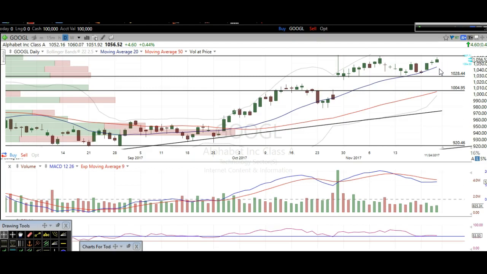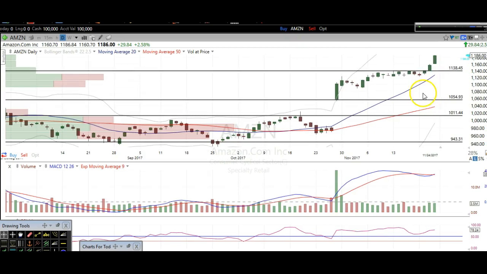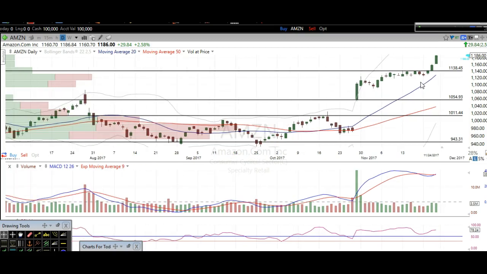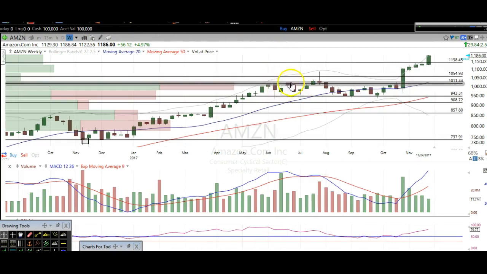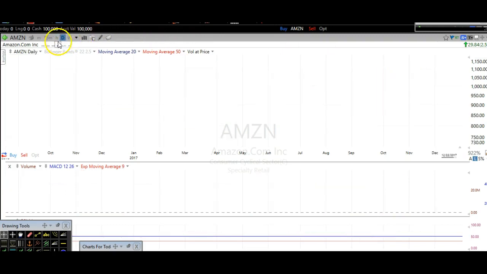The next one we're going to take a look at is Amazon. So Amazon, just beautiful action. Let's look at the weekly chart really quick. We traded sideways here for a good while. That was about, what, 6 months? We traded sideways. We broke out over that price point right here. We called for the breakout.